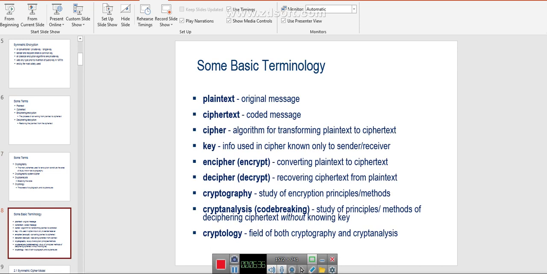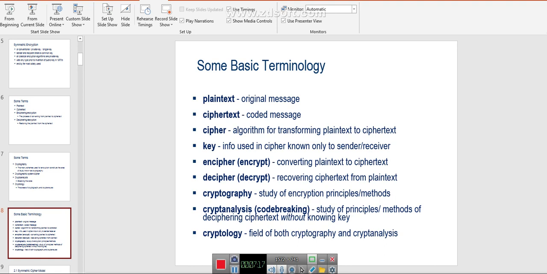So, plain text is the original message. Ciphertext is the coded message. Then we have what we call a cipher. A cipher is simply an algorithm for transforming plain text to ciphertext. Then we also have a key. A key is basically the information that is used in the cipher, known only to the sender or to the receiver. To encrypt is simply to convert plain text to ciphertext. Then to decrypt or to decipher is recovering plain text from ciphertext.